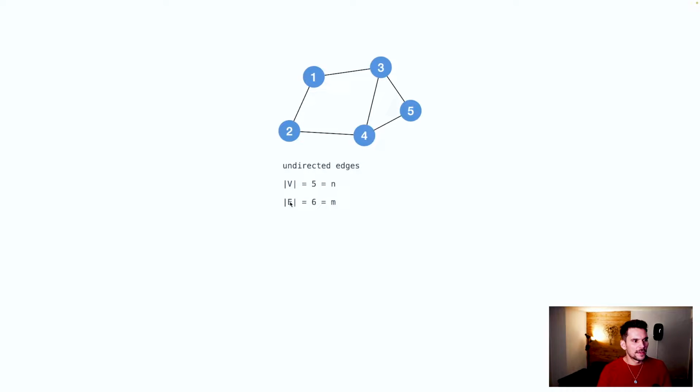And then we have the edge set, and the length of it is 6, so we have 6 edges in our graph. We are going to refer to the number of edges in our graph as m. As you can see as well, we have undirected edges here, so we can traverse each of the edges in both directions. We can go from node 1 to node 2 and the other way around.